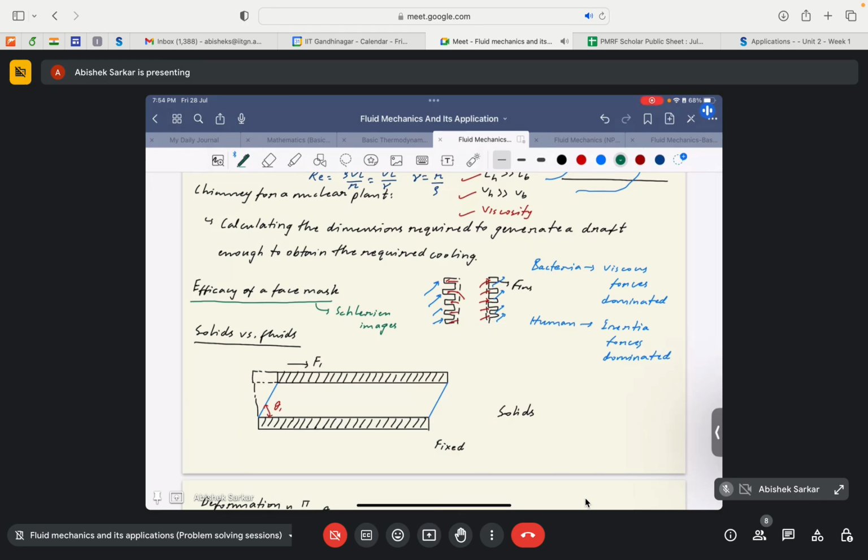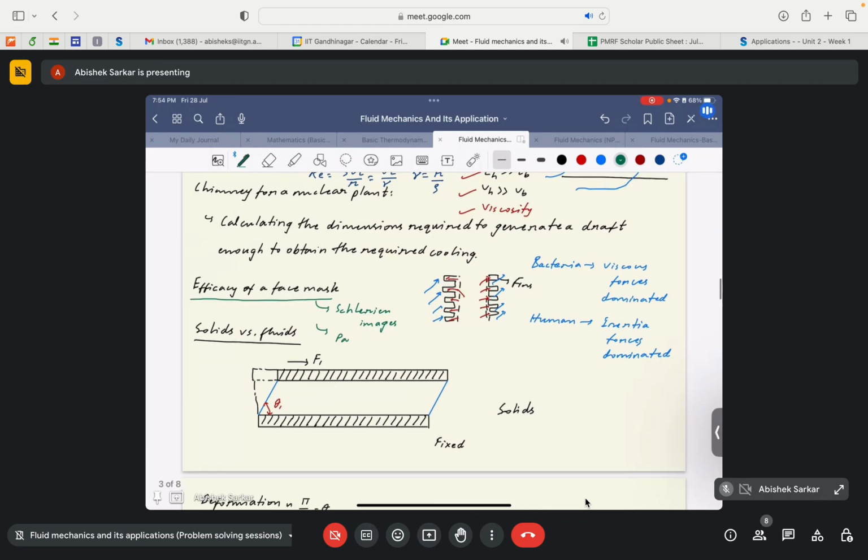Okay. Then another maybe PIV, or the particle image velocimetry. So these are some of the flow visualization techniques. And the fundamental objective of discussing the efficacy of face masks was to let us know about the different flow visualization techniques, right? Particle image velocimetry.